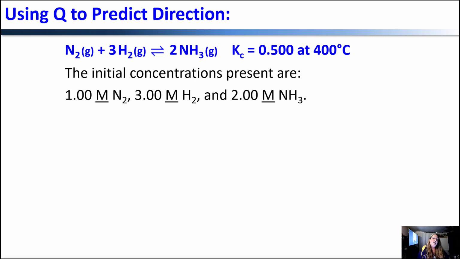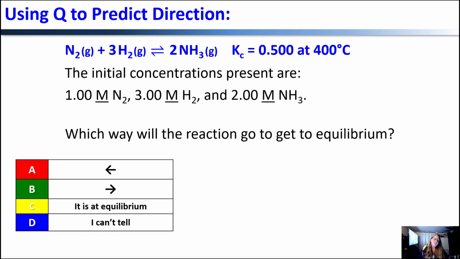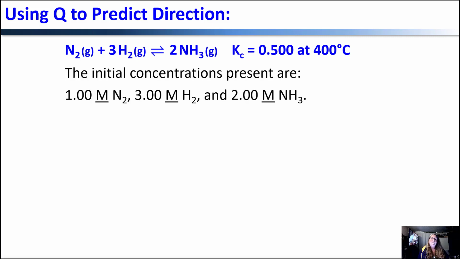Okay, same thing. Now I have 1 molar of N2, 3 molar of hydrogen gas, and 2 molar of ammonia. Which direction do you think this is going to go? To the right, to the left, or can't tell? What do you think? This is kind of a trick, because if you noticed, the molarities match the stoichiometric coefficients. On the next screen we'll figure out how we would determine that.